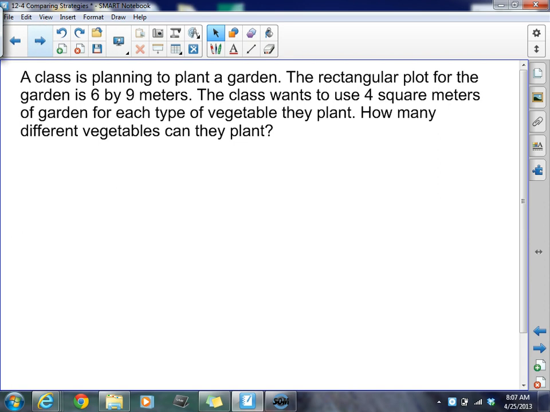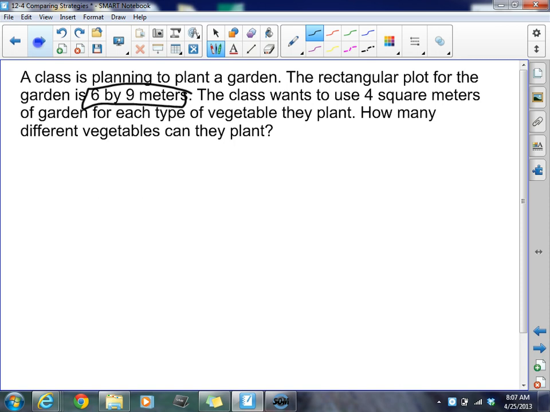So you see the exact same problem. Now we're going to try an equation. Okay? Now equations might get a little scary, but I'll try to make this very, very easy. Now the first thing we're talking about right here, 6 by 9 meters, you should automatically think area. Okay, that's what I'm looking at. I'm looking at the area of this rectangular plot.